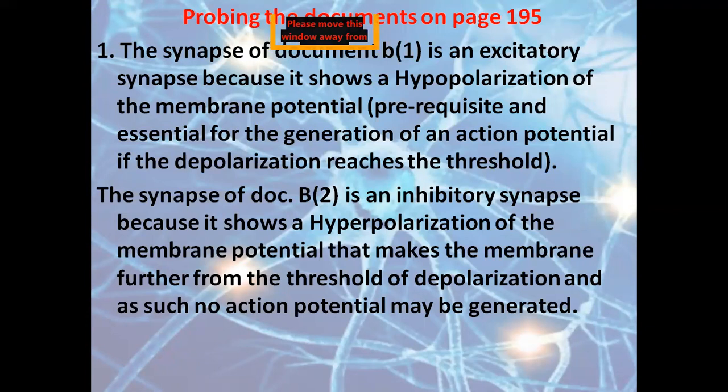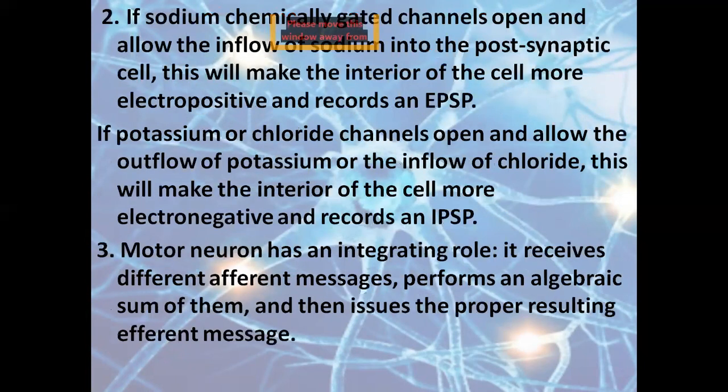While the synapse of document B2 is an inhibitory one. Why? Because it shows hyperpolarization, so an increase in the negativity. This will make the membrane move away from the threshold of depolarization, and so there is no action potential recorded.